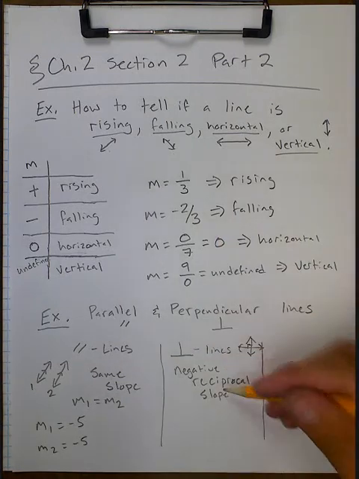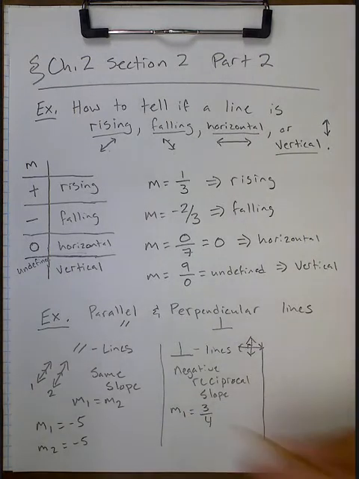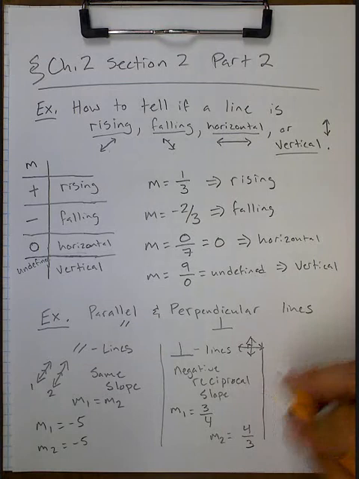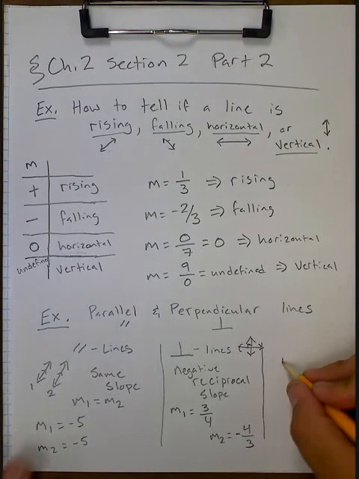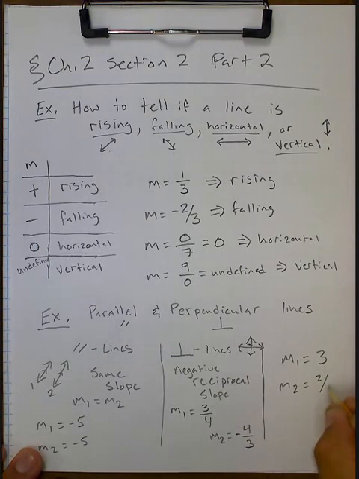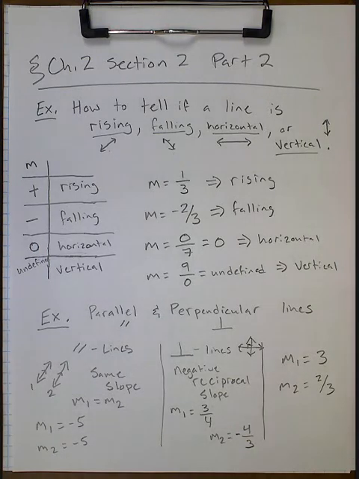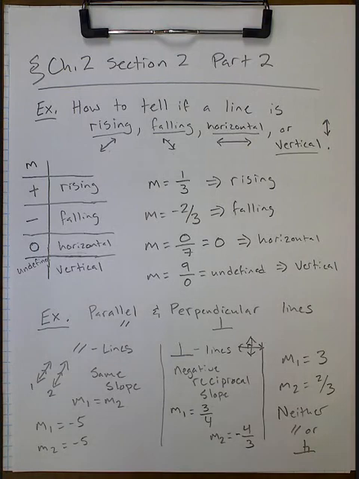Negative reciprocal slopes. So, for example, if I gave you the slope of line 1, let's say it was 3/4, the slope of a perpendicular line, m2, would be the reciprocal of this fraction, the flip, and the negative reciprocal. So -4/3 would be the slope of the perpendicular line. And if you had two lines, let's say m1 was equal to 3 and m2 was equal to 2/3, these are neither the same nor negative reciprocals, therefore they are neither parallel nor perpendicular. Okay, hope that helps.